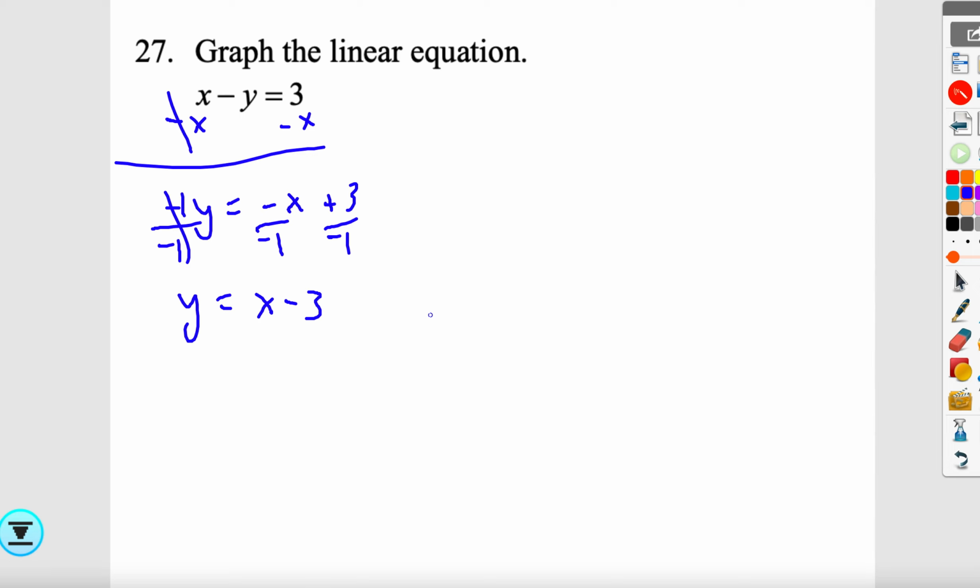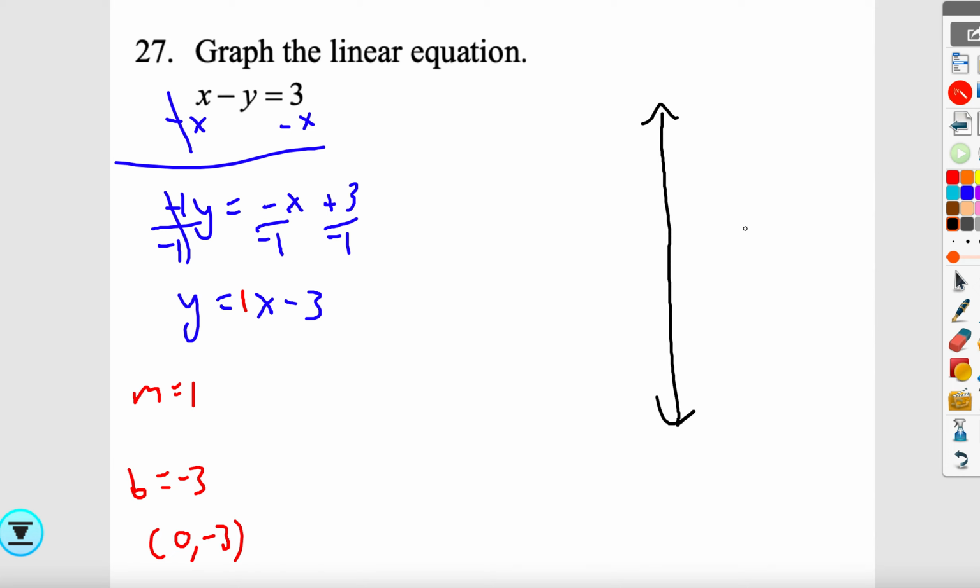This is much easier to graph, right? We know m is in front of x, which is 1, right? So m is equal to 1, and then the b is equal to negative 3, which is 0, negative 3 as an ordered pair. So now we know the m and the b, so we're going to use those facts to make a graph. Don't overthink these at all.